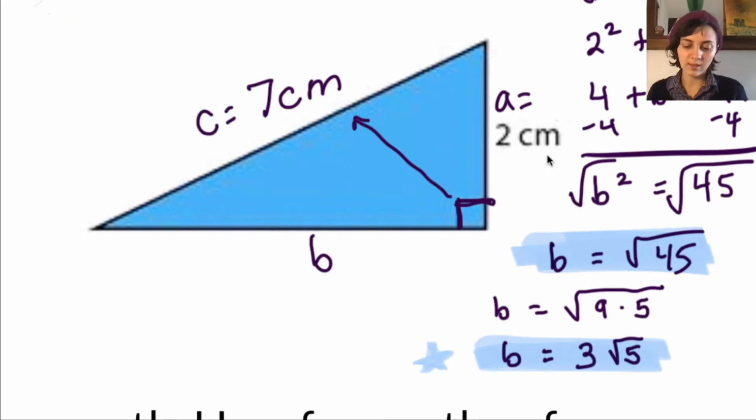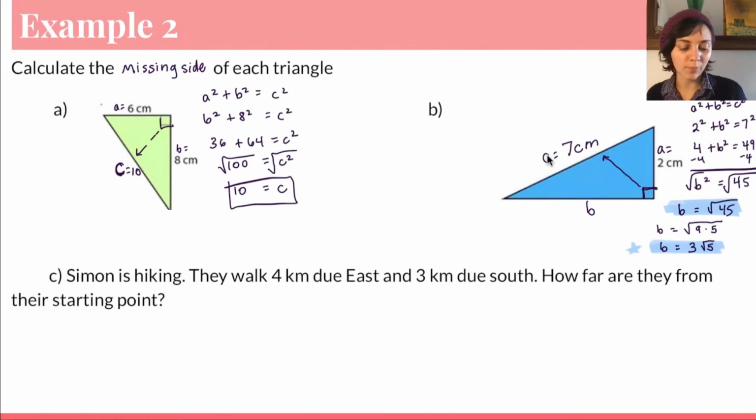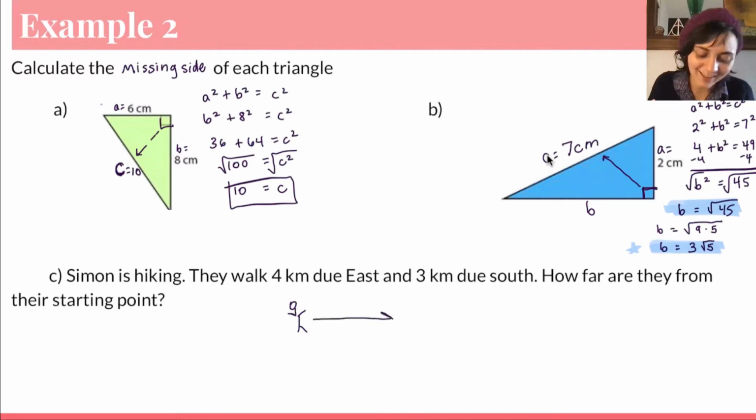All right. And then the last example is a little word problem. So we're told Simon is hiking. Simon, they walk 4 kilometers due east. Okay, I need to draw a picture. Sometimes when you start a word problem and then you get confused, it's good to draw a picture. So here's Simon. They walk due east. So east is this way, right?